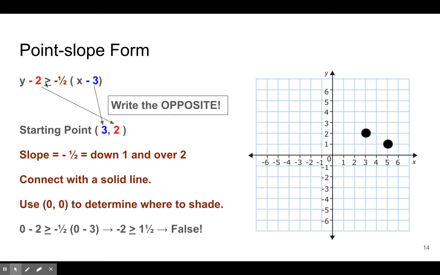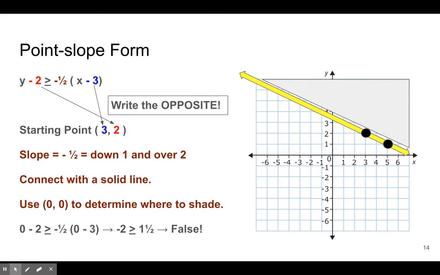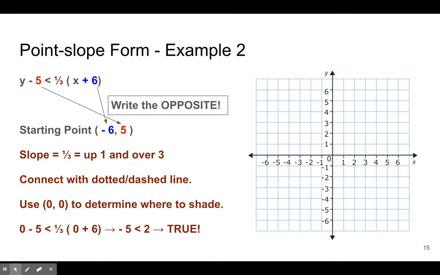We look at our symbol. This is greater than or equal to. So we're going to have a solid line, and this time it's greater than, so I'm going to shade above the line. Let's try that one more time.